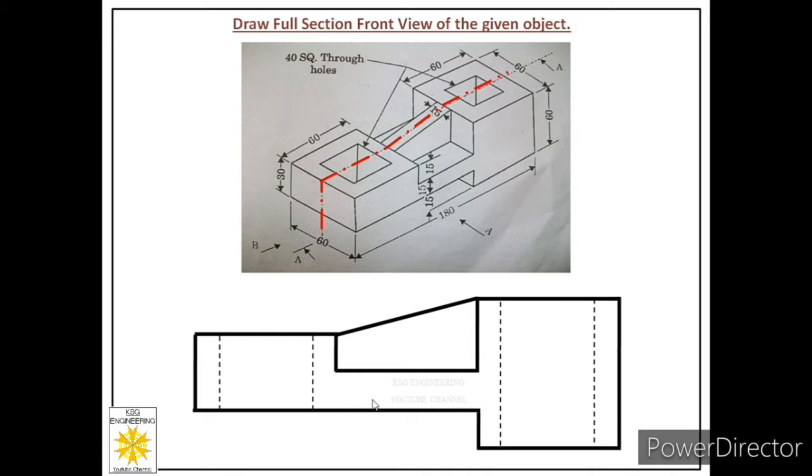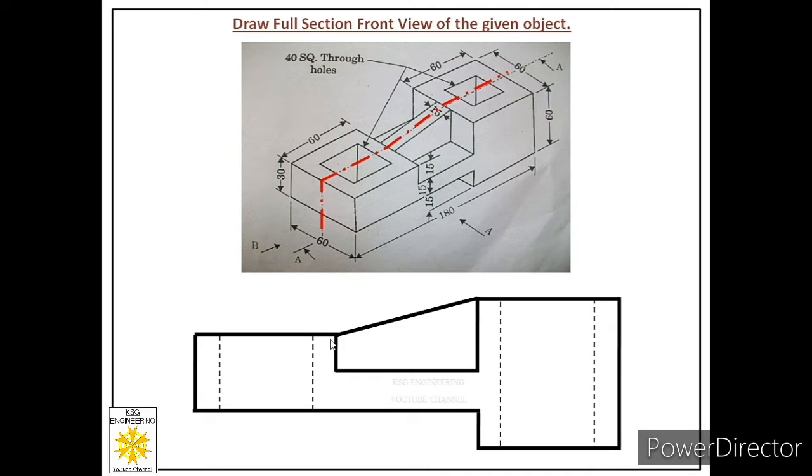So first of all, we will see, is there any hollow portion in the object? Yes, there are two square holes in this object. Then we have to see, are those square holes cut by the cutting plane? Yes. This cutting plane cuts both the square holes. And we know if we have opening in the object and if that opening is cut by the cutting plane, then those openings will be visible to us after the removal of front half portion of this object.